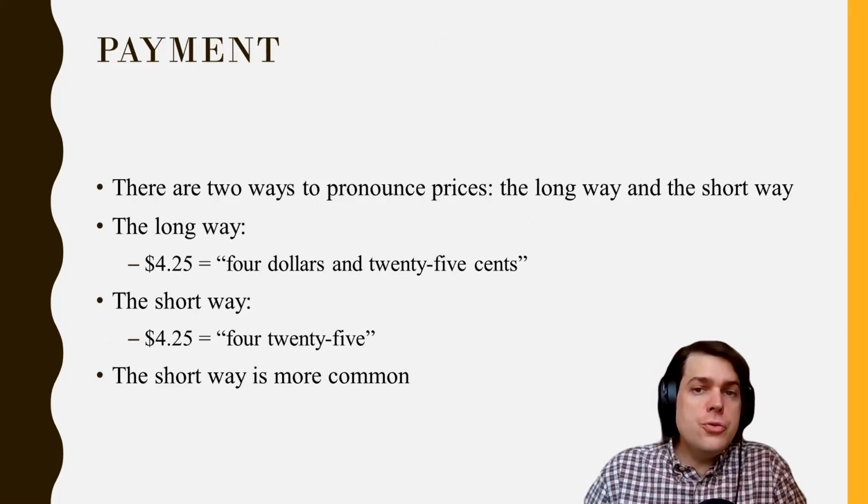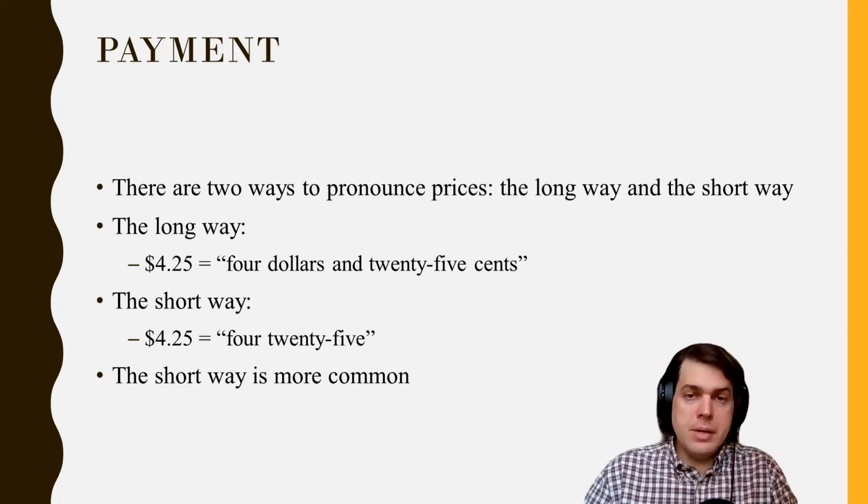And then after you order and they write your name, the final part is the payment. And when we say prices, there are actually two different ways. There's the long way and the short way. And so in this example here, the long way would be four dollars and twenty-five cents. And this way is actually not so common. We usually use the short way, which would be four twenty-five.